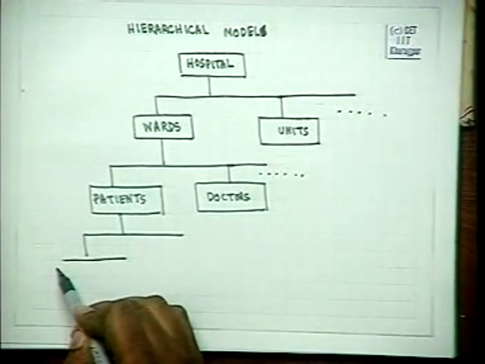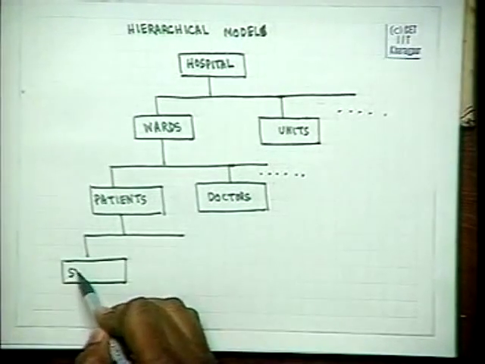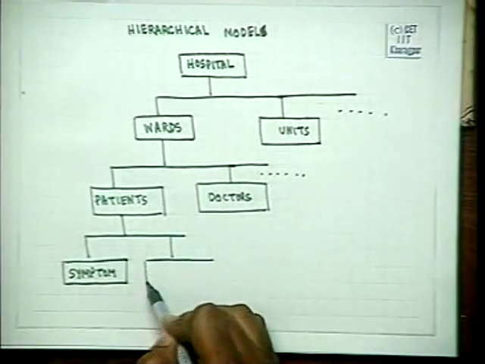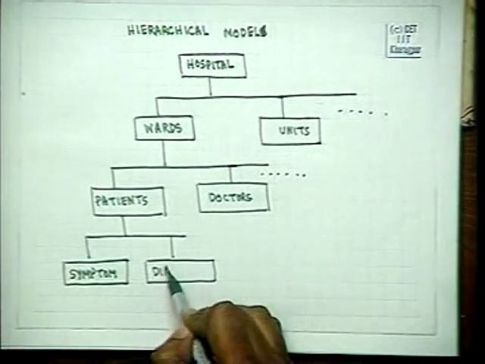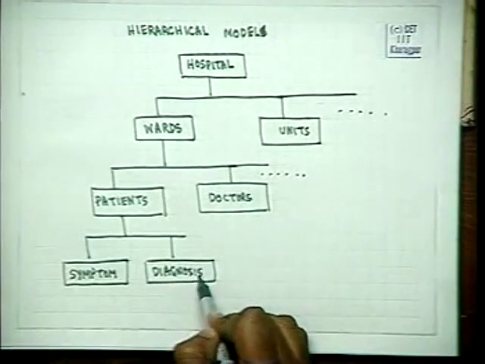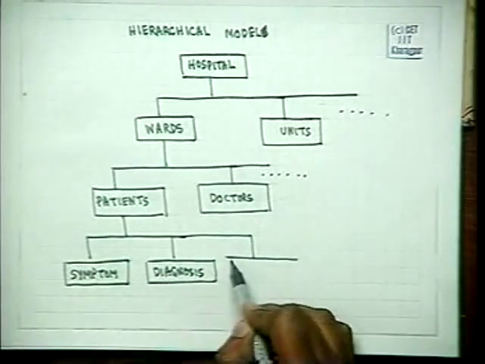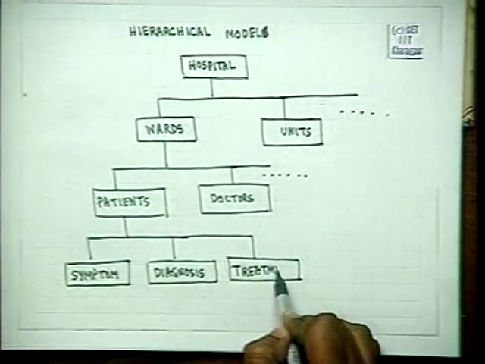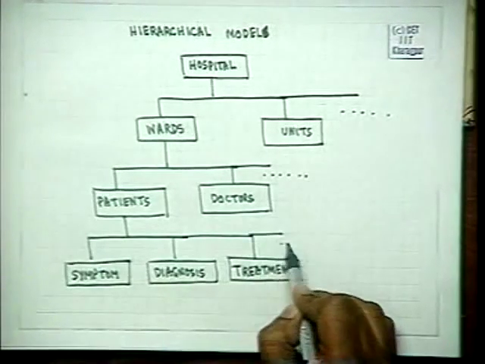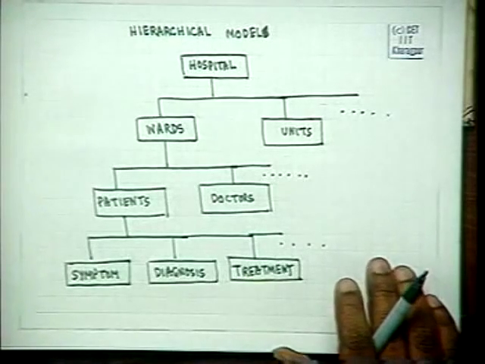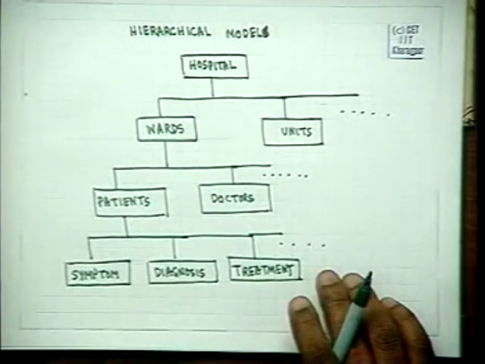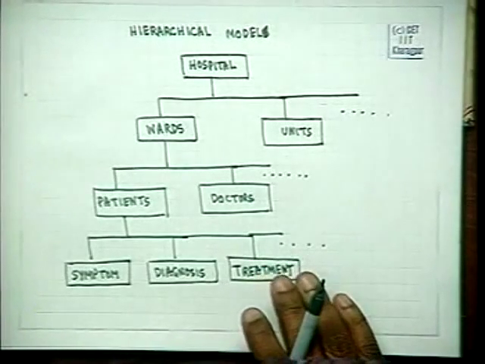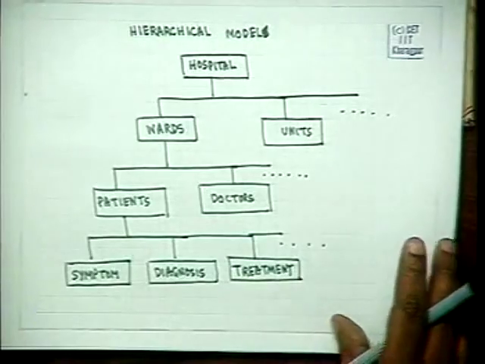A patient's information may be broken down into symptom, diagnosis, treatment, etc. So here the structure itself is hierarchical, there is a tree-like structure, and therefore the model used here is a hierarchical model, which is just like a network model, very similar to a network model.